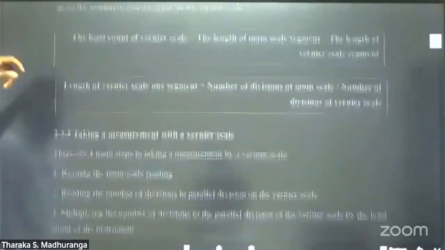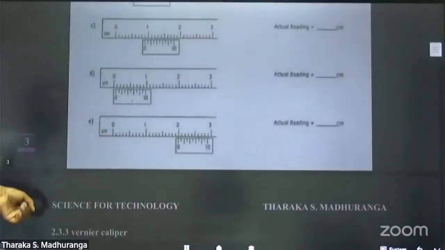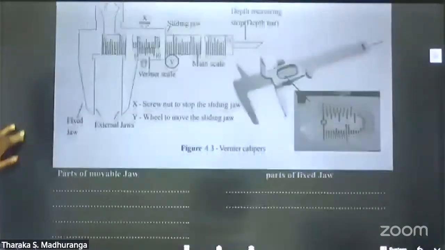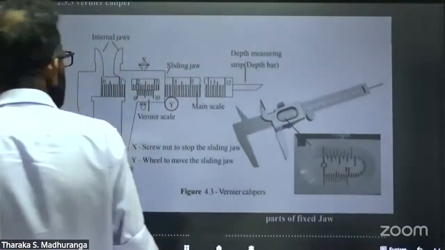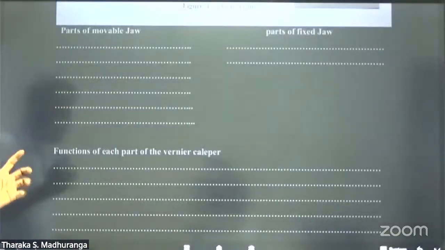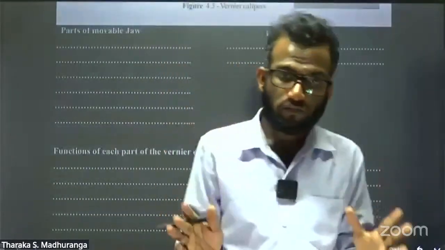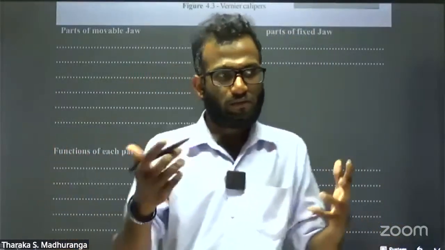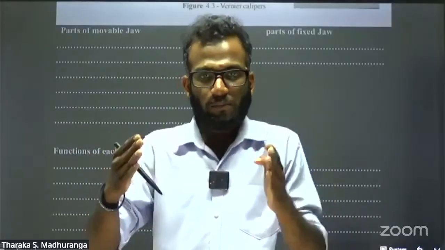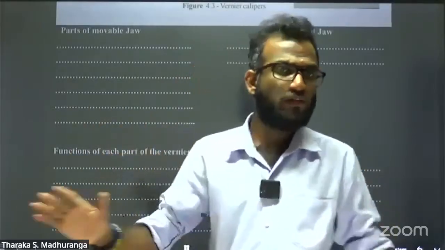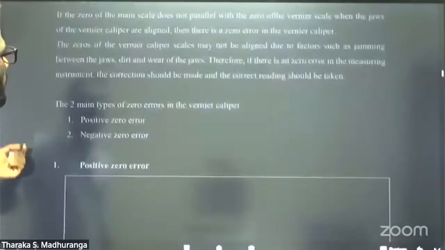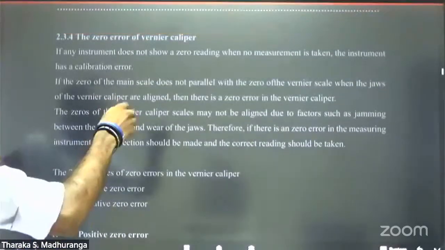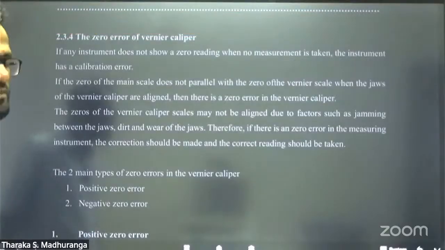Okay, starting from the beginning. Before that, I'll show you what we discussed in this lesson. In this lesson, we mainly discuss measuring instruments. See, this is a vernier caliper. Everything about this vernier caliper, we discuss within the lesson. How we get measurements, what the parts of this vernier caliper are, what the function of each part is, and what the types of errors are in each instrument.